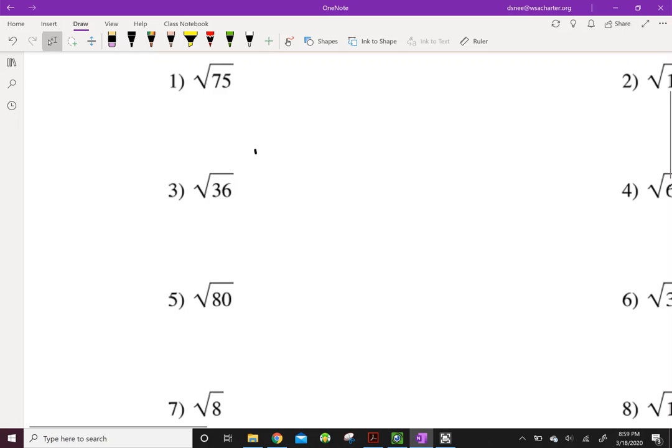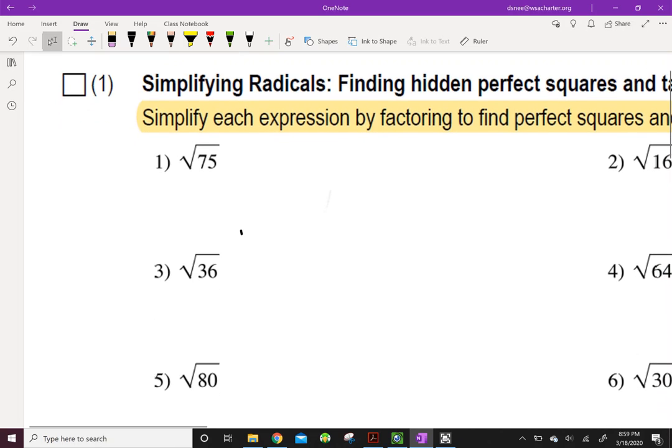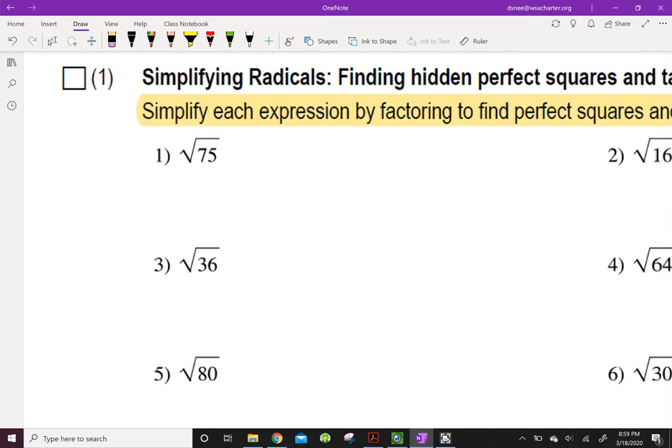Okay, so this first one, it's not divisible by 1, it's not divisible by 4, it's not divisible by 9 or 16, but 25, that one works. So if I do 75 divided by 25, I get 3. So that's the square root of 25 times 3, which is the same thing as the square root of 25 times the square root of 3. And the square root of 25 is 5, so we have 5 root 3. That's how we simplify the square root of 75.